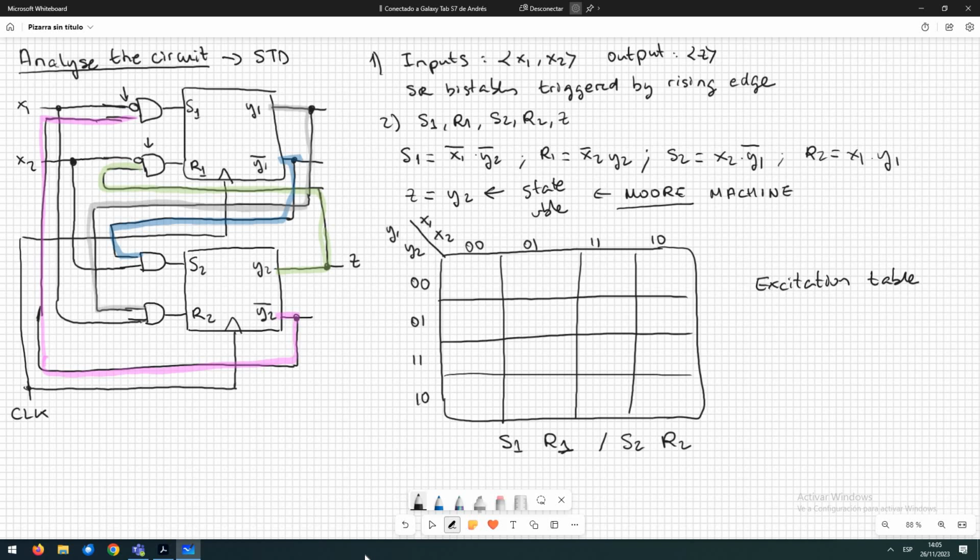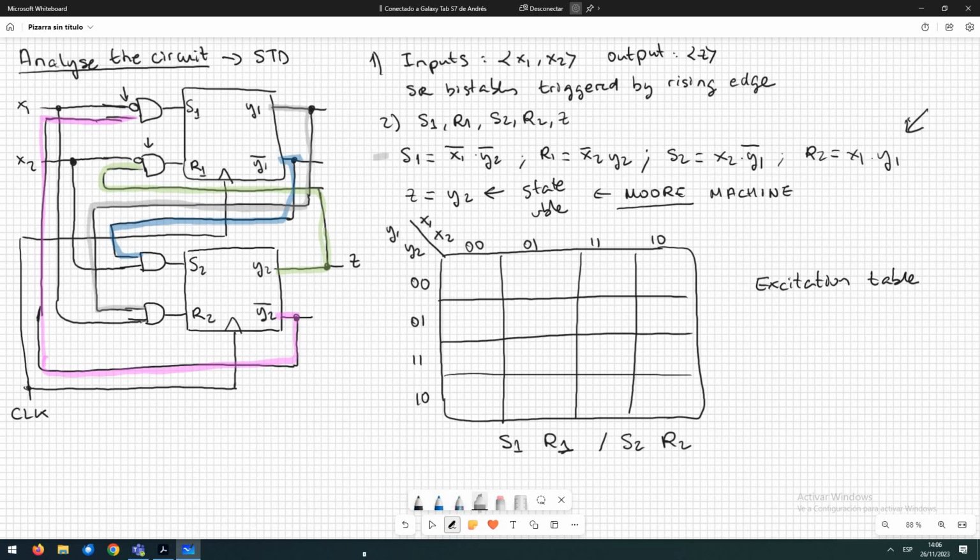Here we are going to use, as I said, the same table, so we have to be careful. Remember that when we were designing a circuit, we had the excitation table and we minimized the function and obtained the equations. But here it's the opposite. We have the equation here and we have to fill the table. So we are going to go little by little. We are going to start with S1, that is going to be the first value of the table.